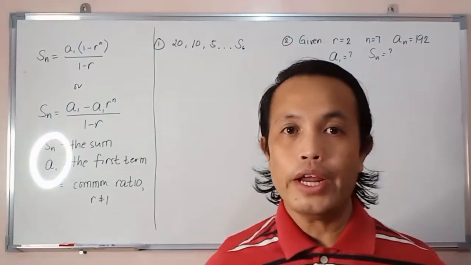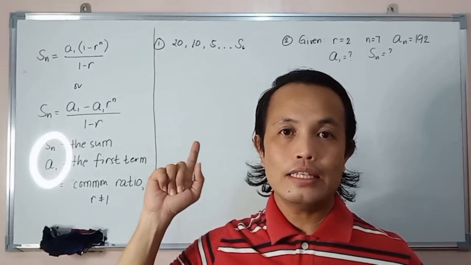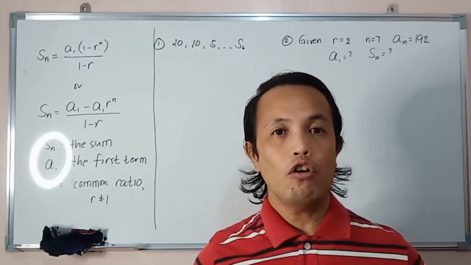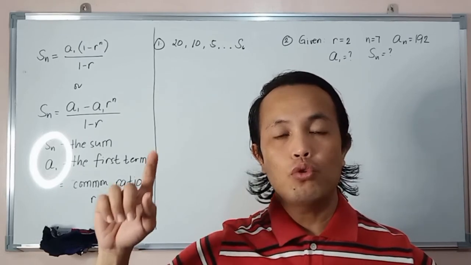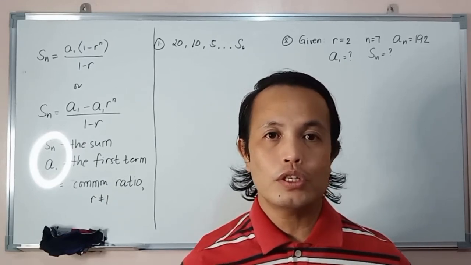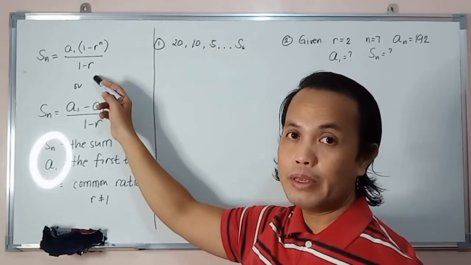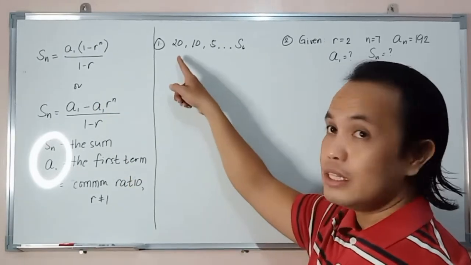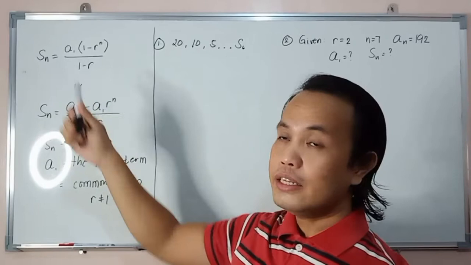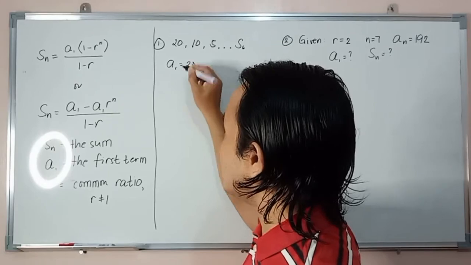For the first example, we are given this sequence 20, 10, and 5 until S sub 6. Meaning we need to find the sum of all the terms from 20 up to S sub 6. In finding the sum of terms of this geometric sequence, of course, we can use any of these formulas. For me, it would be easier to use the first formula. So we have 20, 10, and 5. We will identify the given. In the formula, we will need A sub 1, which is the first term, equal to 20.